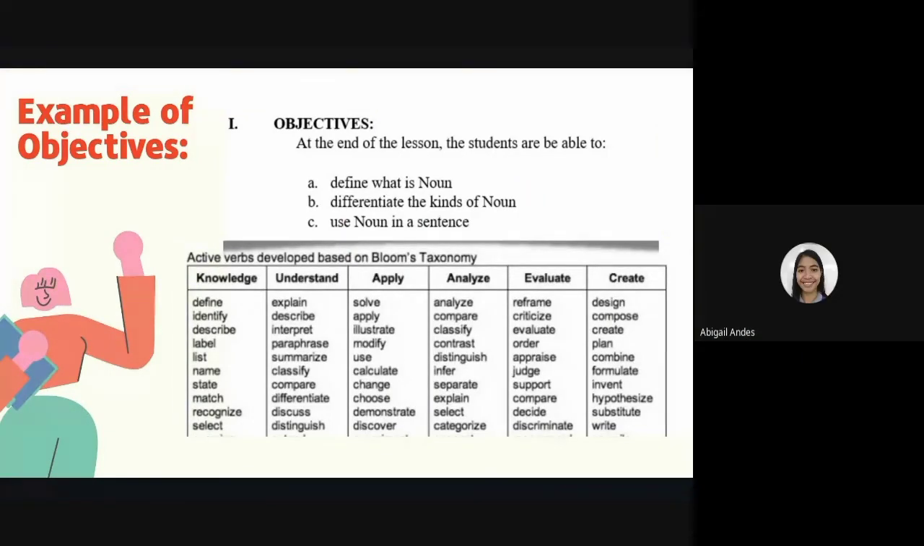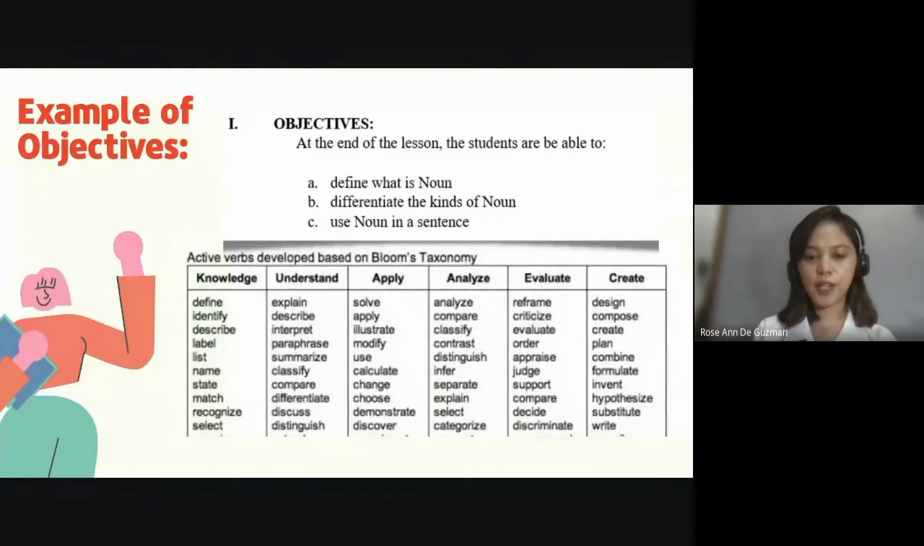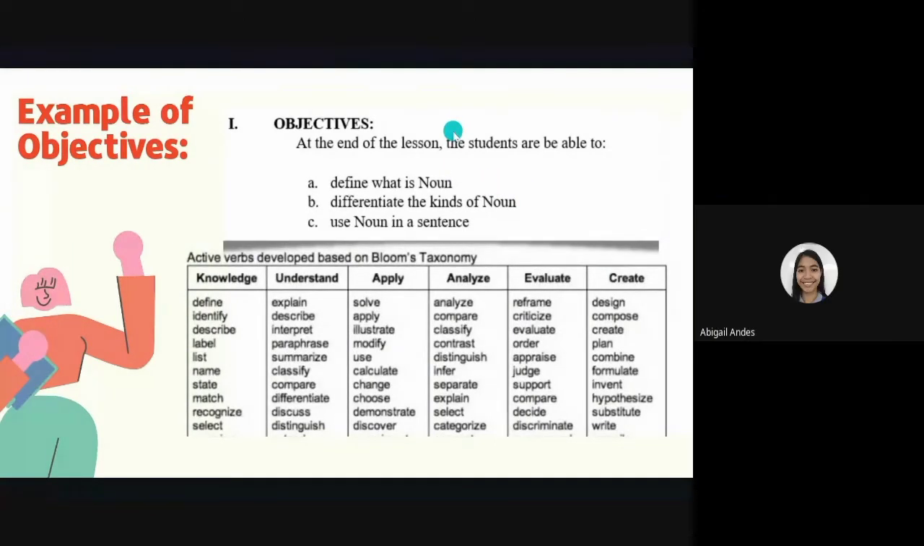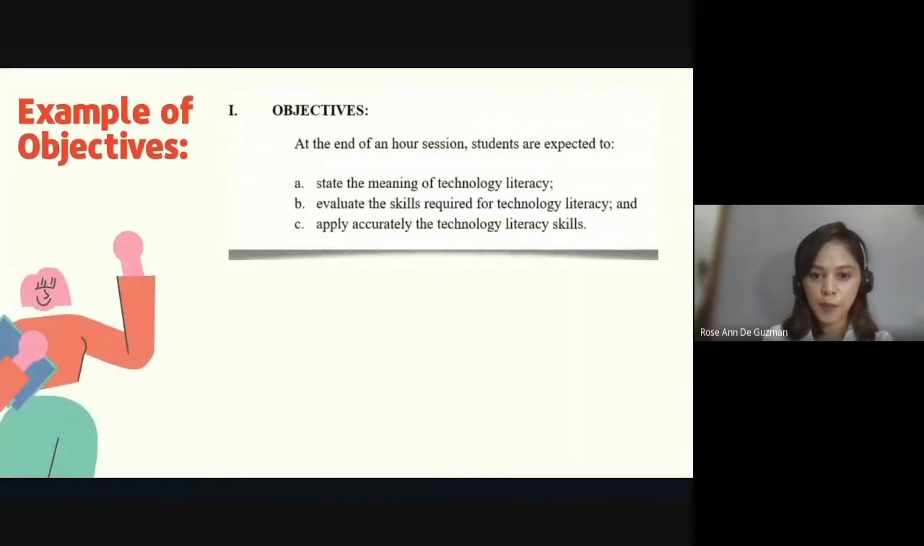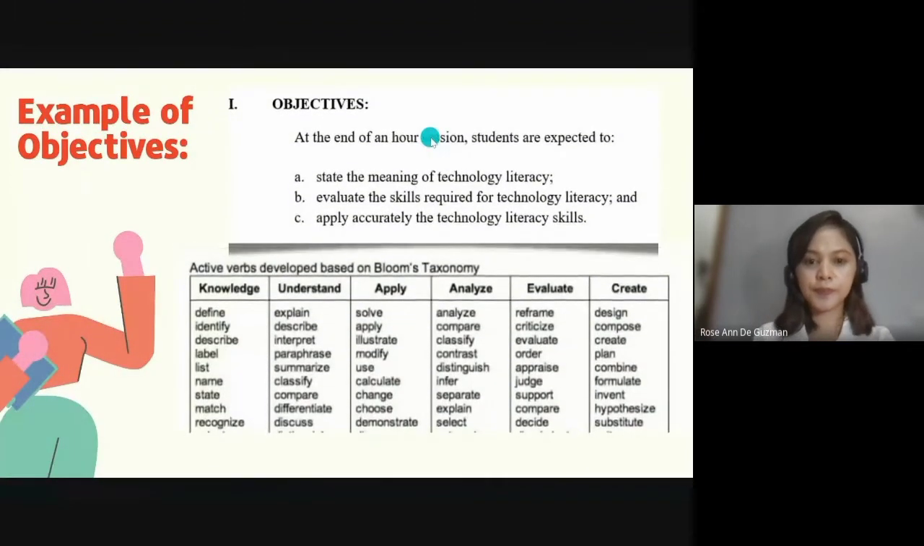So, how about the last one? The use. Na-apply na niya. Apply po. Yes, in the apply. At anong domain kaya yon? Psychomotor. Very good. So, it seems to me that you all understood what cognitive, affective, and psychomotor is. So, let us proceed to another example para madami kayong example.